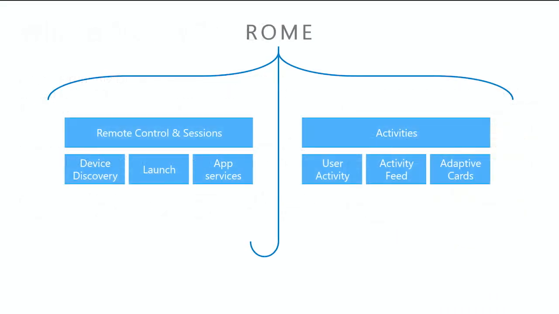The easiest way to think about Project Roam is like an umbrella of functionality grouped into experiences happening now and later. In this video, I'll be discussing the remote control and session APIs. These are the APIs for experiences happening now. If you are interested in the activities APIs or the APIs that provide experiences happening later, I encourage you to check out Megan Brown's session on activities.